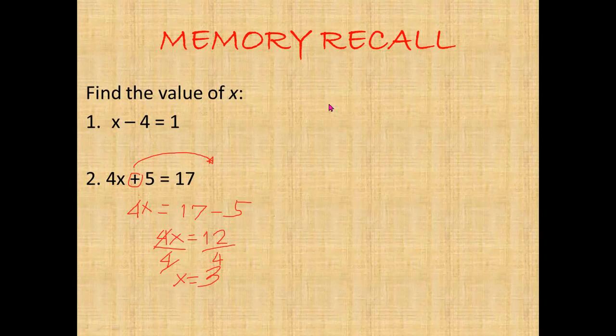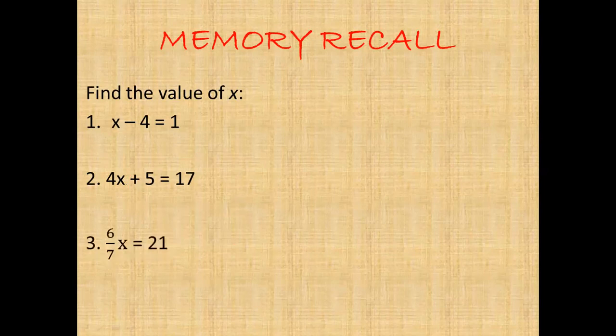Number 3, what is the answer? Kawat, you have 30 seconds to answer. 6 over 7x equals 21. Okay, remember this is having denominator of 1, so we can use cross multiplication method. Yes, Kawat, what is the value of x in that equation?